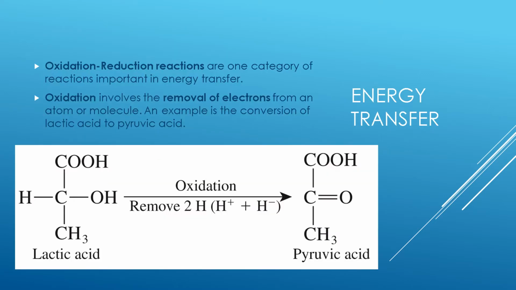Various catabolic reactions transfer energy into high energy phosphate bonds of ATP. Although the amount of energy in these bonds isn't exceptionally large, it can be released very quickly and very easily. Now, two important aspects of energy transfer are oxidation-reduction reactions and mechanisms of ATP generation.